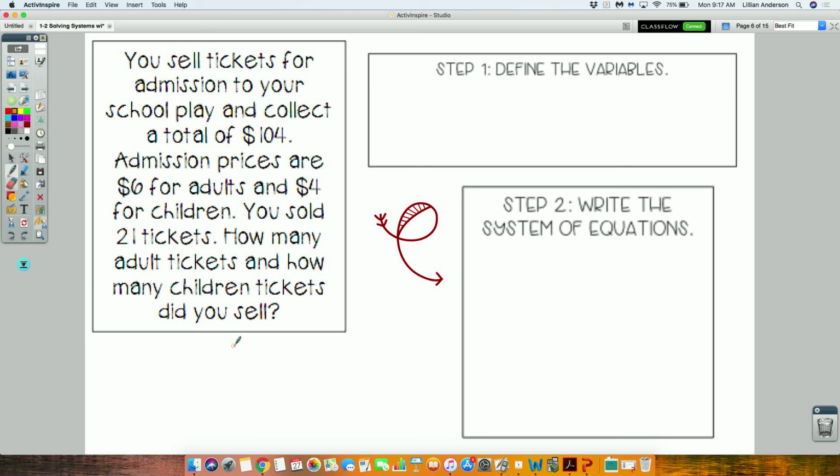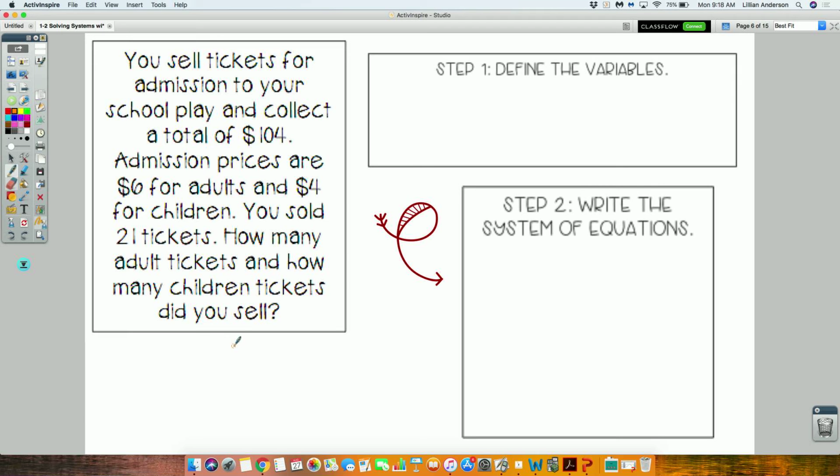Okay, the first step is you want to define what your variables are. Just think about this. This is dealing with a system of equations, which means we need to have two variables here. What are the two unknowns that we have? 4 and 6? No, that's a known. The two unknowns, I'm sorry, are how many tickets for children, how many tickets for adults. And so once you figure out what your unknowns are, those are going to be what your variables are.